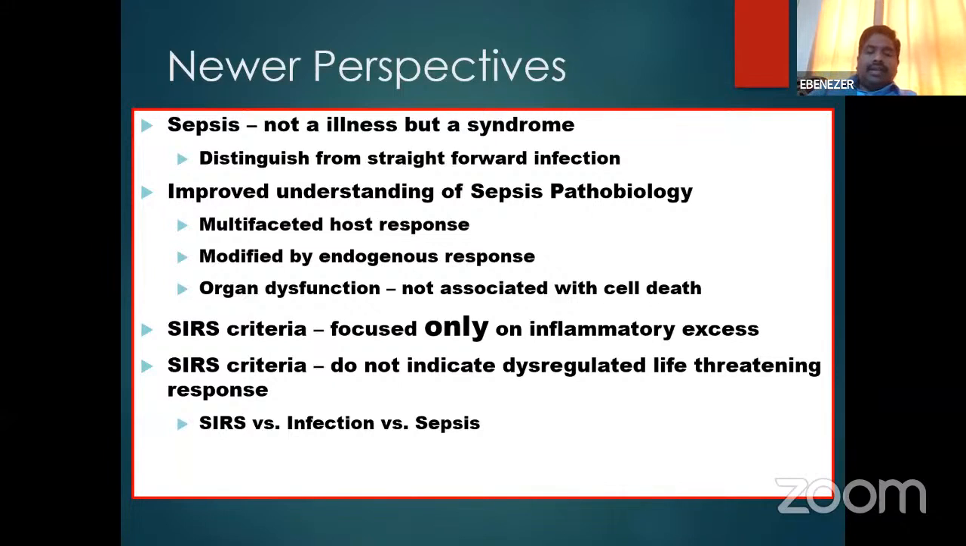And apart from that, if you look at the SIRS criteria, it only focuses on inflammatory excess. For example, if you're looking at temperature or heart rate, there are so many conditions apart from infection, apart from sepsis, where these will be at a higher level. For example, a patient post-operatively can have a fever. That doesn't mean that the patient is in sepsis. A patient can have severe pain, which can manifest as tachycardia or tachypnea when a major laparotomy surgery has been done. So SIRS criteria alone does not equal infection or sepsis.